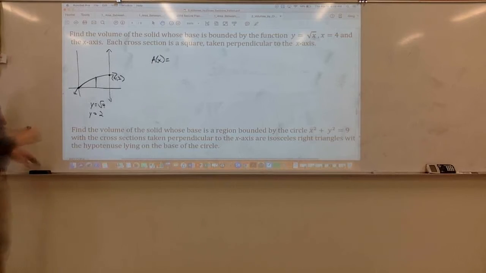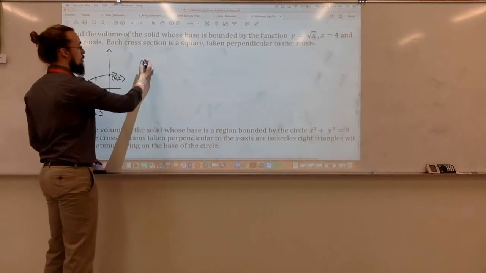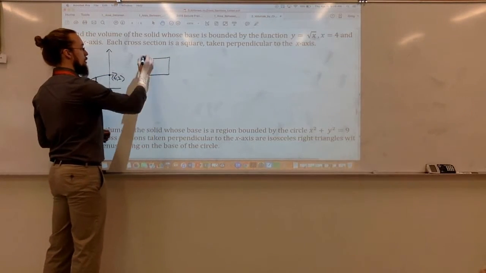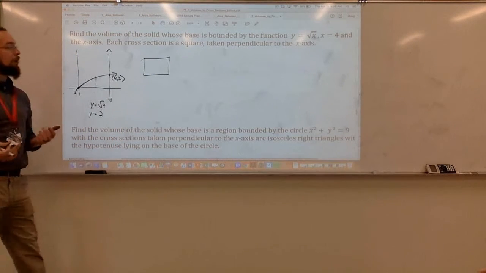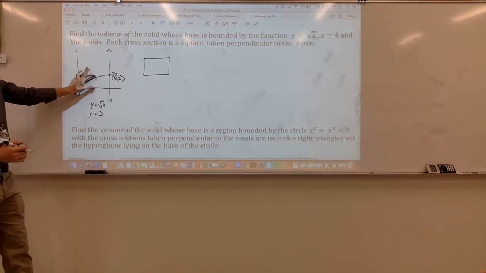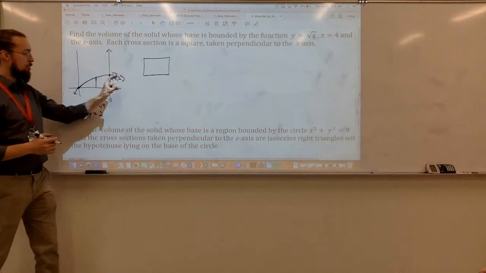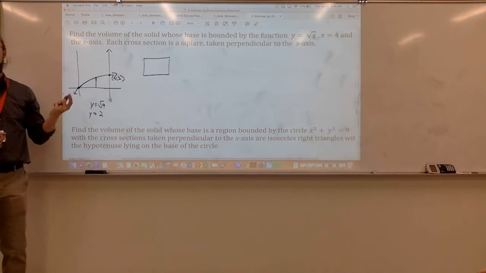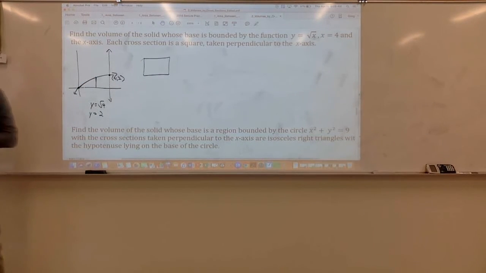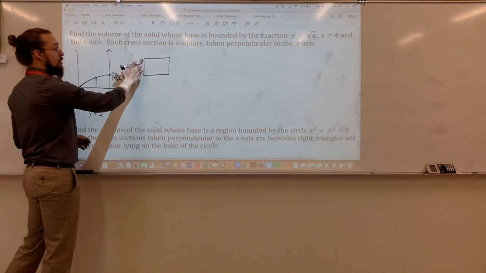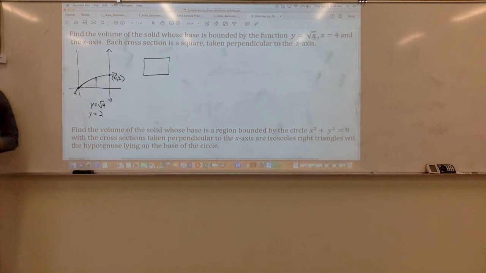And here, let's sketch out a square. Right? Here's my cross-section, here's a square. So I'm saying that the base is this. How would I express the base of that square? Base squared. So yeah, the area would be base squared. So what is the base? How would I express the base here?